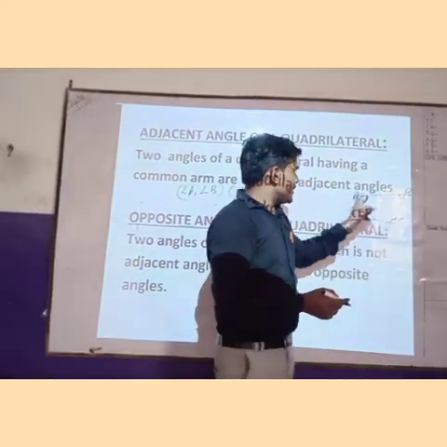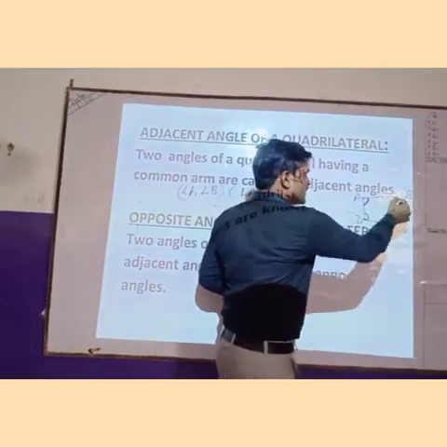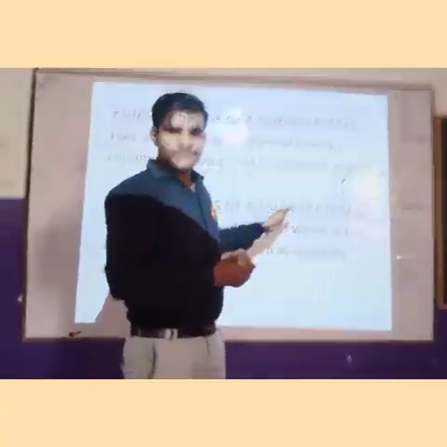So children, angle A is the opposite angle of angle C and angle D is the opposite angle of angle B. Okay, I hope it's clear.